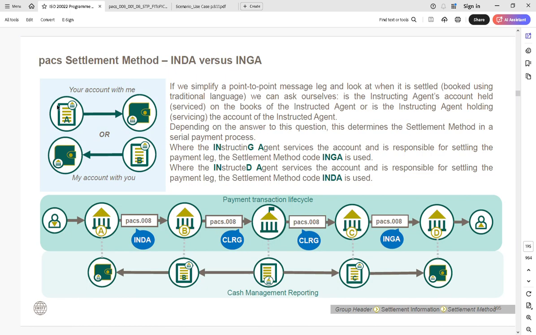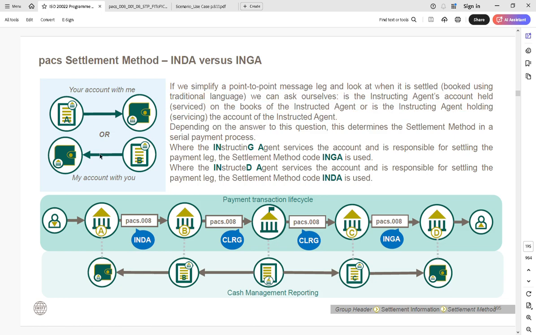So statement account owner and statement account service on this. Who is sending the statement, who is receiving the statement, who is the owner and doing the service of this one? If we simply point to point message, look at when it is settled, booked using traditional language, can we ask ourselves: is the instructing agent's account held servicing on the books of the instructed agent, or is the instructing agent holding a servicing account on the instructed agent? Means who is taking services of whom?